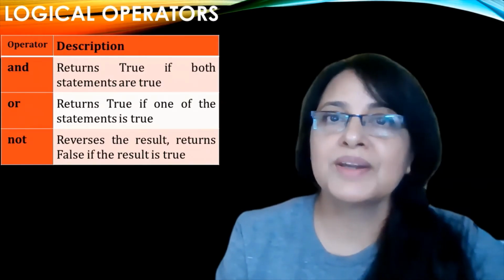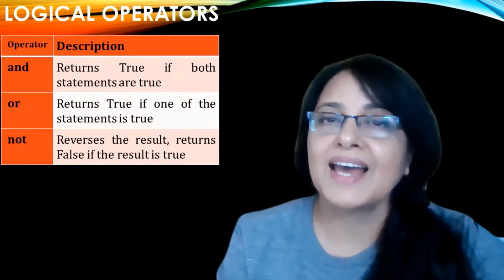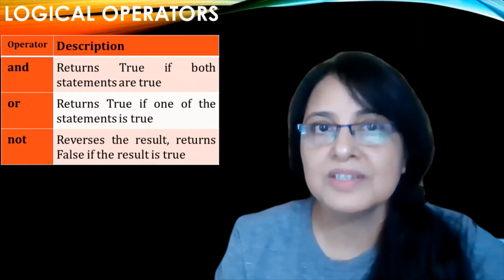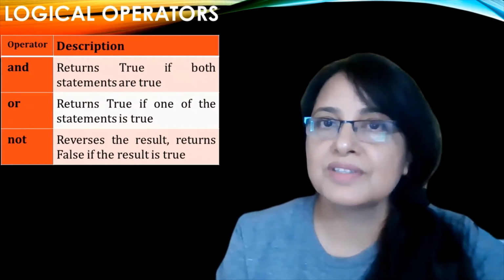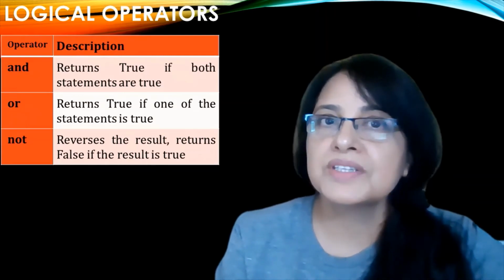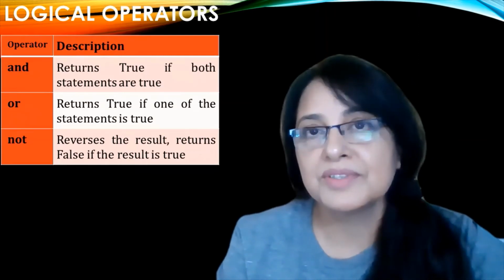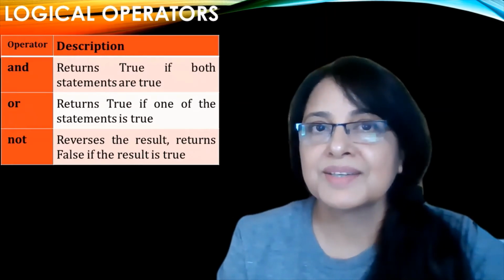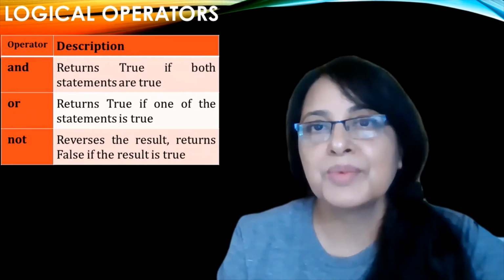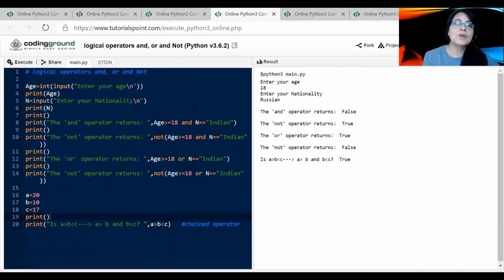Another set of operators are logical operators: and, or, and not. The AND operator will return true if both the statements are true, OR returns true if one of the statements is true, and NOT will reverse the result. Now we look at this with examples. We look at logical operators and, or, and not.